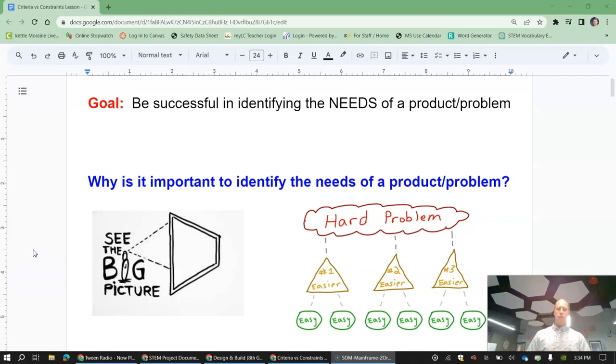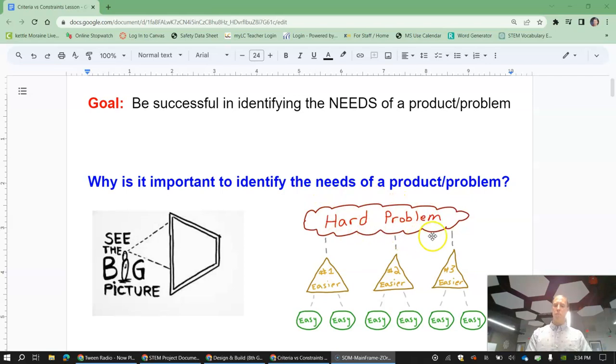So why should we even identify the needs of the product or the problem? Why should we identify the needs before we even go in the workshop and start building stuff or even start drawing stuff? Well, here are our main reasons. It really helps us see the big picture. What are we really trying to solve? It helps us organize our thoughts and really understand our problem.